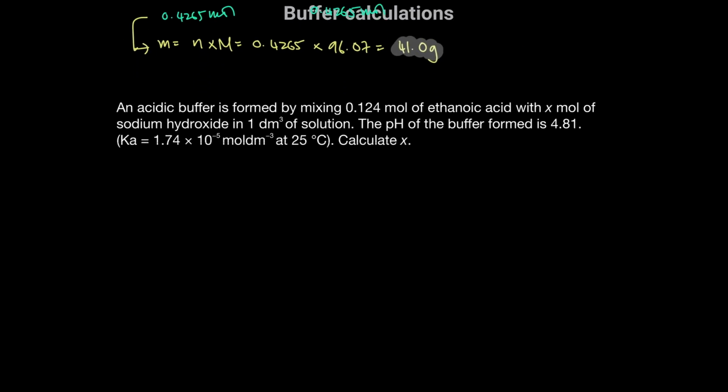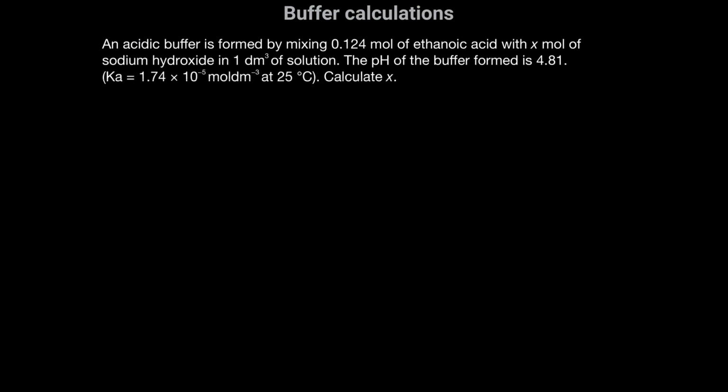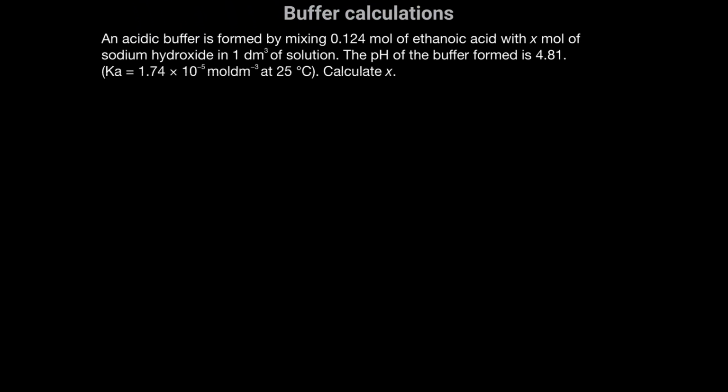The next question says, an acidic buffer is formed by mixing 0.124 moles of ethanoic acid with X moles of sodium hydroxide in 1 dm³ of solution. The pH of the buffer formed is 4.81. Given the Ka for ethanoic acid at 25 degrees Celsius, calculate X.